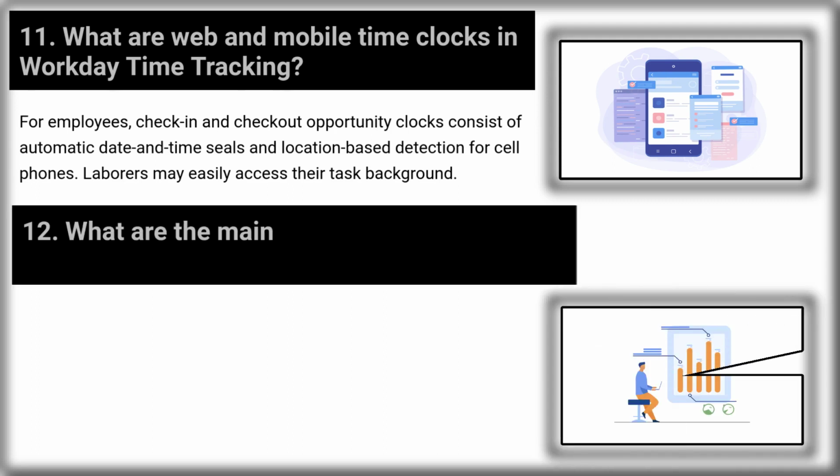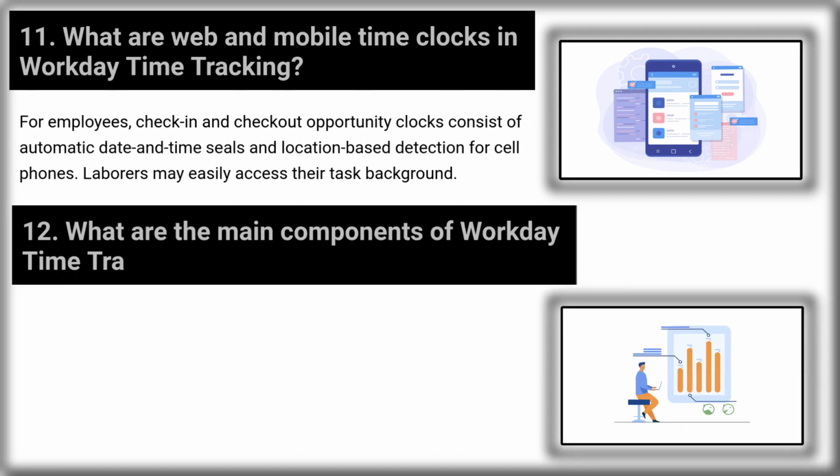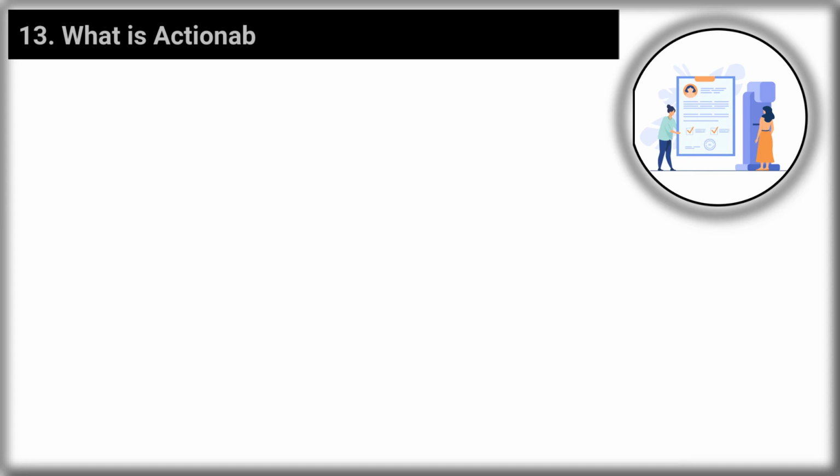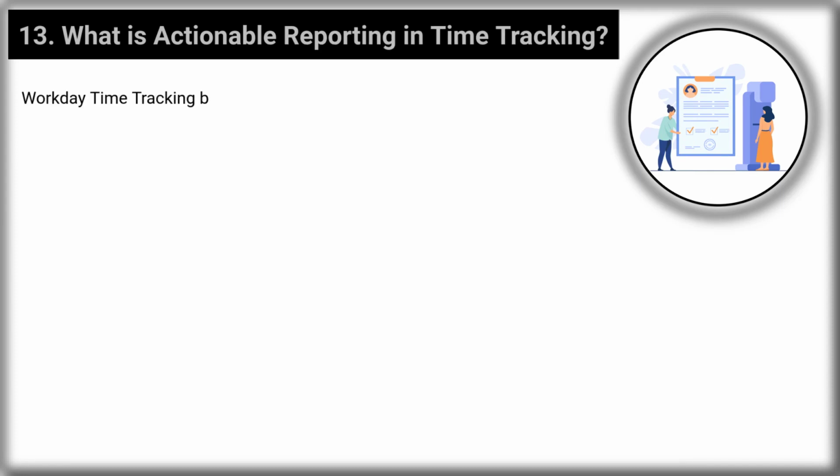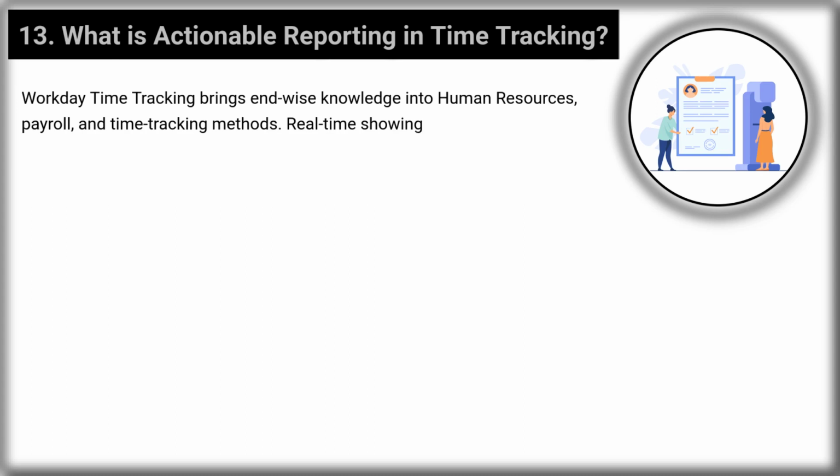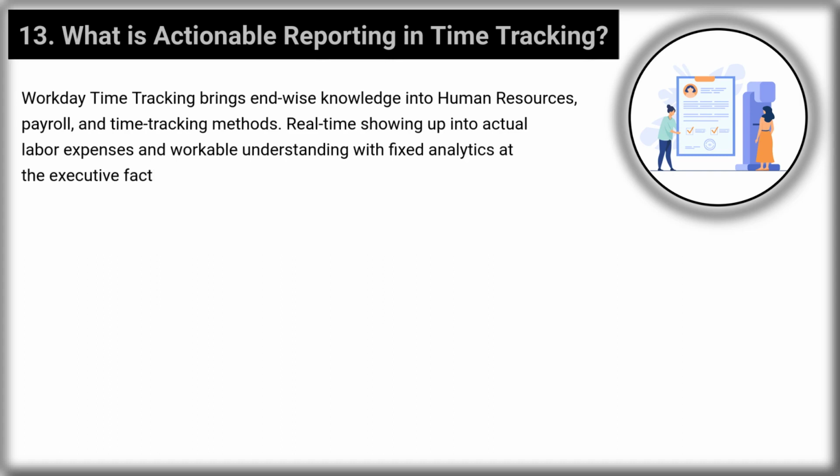12. What are the main components of Workday Time Tracking? Time access, authorizations, reporting. 13. What is actionable reporting in time tracking? Workday Time Tracking brings end-wise knowledge into human resources, payroll, and time tracking methods. Real-time showing up into actual labor expenses and workable understanding with fixed analytics at the executive factor.